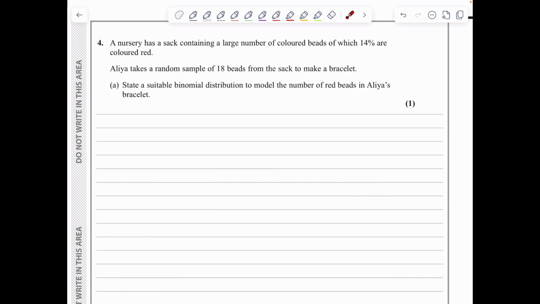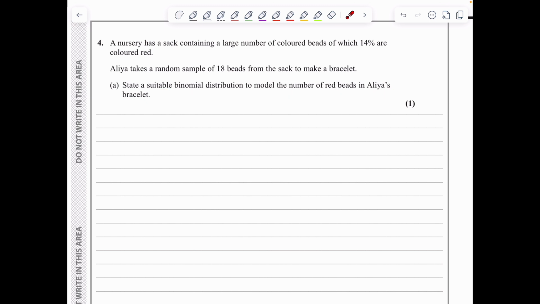In question 4, a nursery has a sack containing a large number of colored beads, of which 14% are colored red. Aliyah takes a random sample of 18 beads from the sack to make a bracelet, and we need to state a suitable binomial distribution to model the number of red beads in this bracelet.